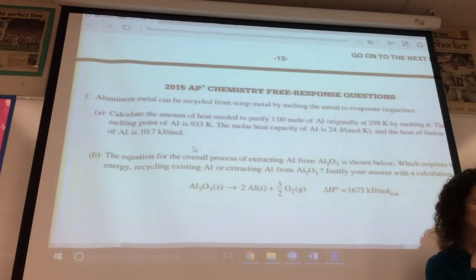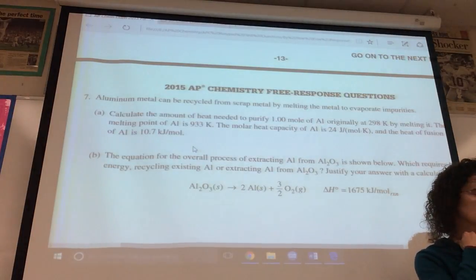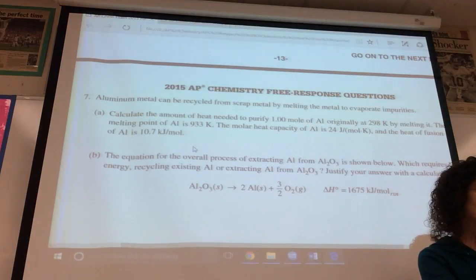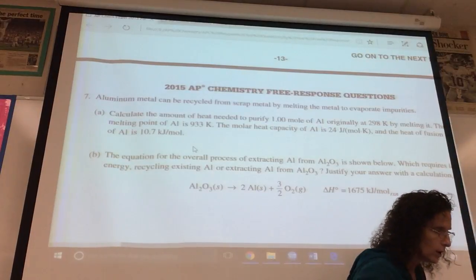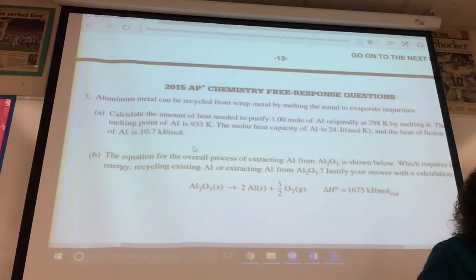All right, let's read through. Aluminum metal can be recycled from scrap metal by melting the metal to evaporate impurities. Calculate the amount of heat needed to purify 1 mole of aluminum, originally at 298 Kelvin, by melting it. The melting point of aluminum is 933 Kelvin. The molar heat capacity of aluminum is 24 joules per mole Kelvin, and the heat of fusion of aluminum is 10.7 kilojoules per mole.